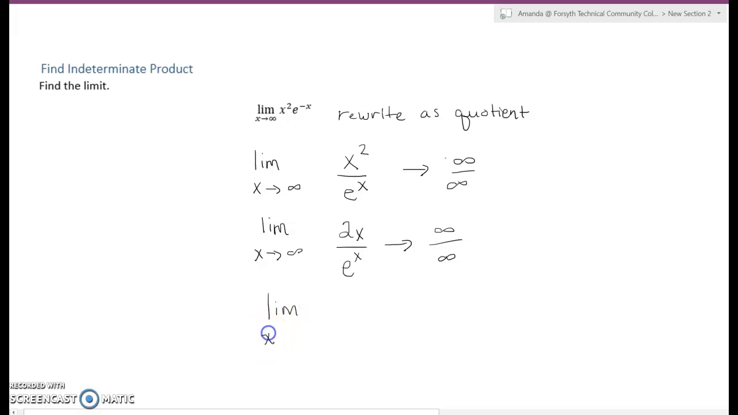So I have the limit as x goes to infinity. Now I have 2 over e to the x. And now we're in a good position because that 2 in the numerator gives us an actual solution. So as e to the x gets bigger and bigger, our function itself goes to 0. Remember, if we have a fraction and the denominator is getting larger and larger, then our limit goes to 0.